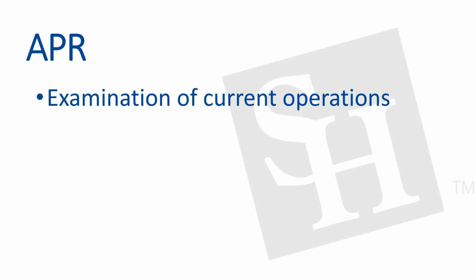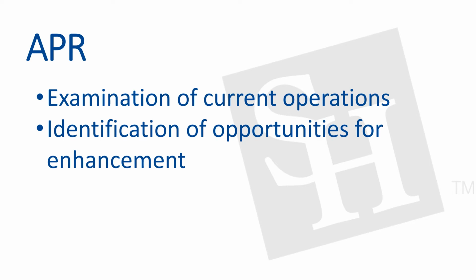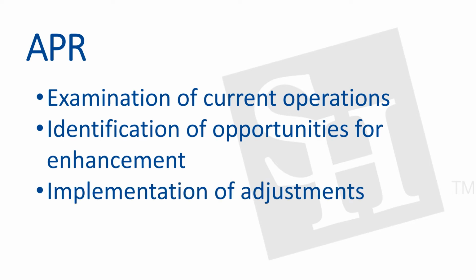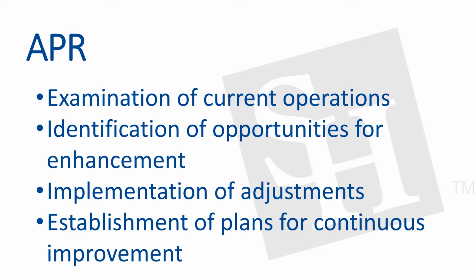Administrative Program Review, or APR, is a strategic process that involves high-level analysis of non-instructional departments. The purpose of APR is to support managers and employees of SHSU administrative departments in the examination of current operations, identification of opportunities for enhancement, implementation of adjustments, and establishment of plans for continuous improvement. So basically, we assist other departments in analyzing their operations and coming up with plans for improvement.